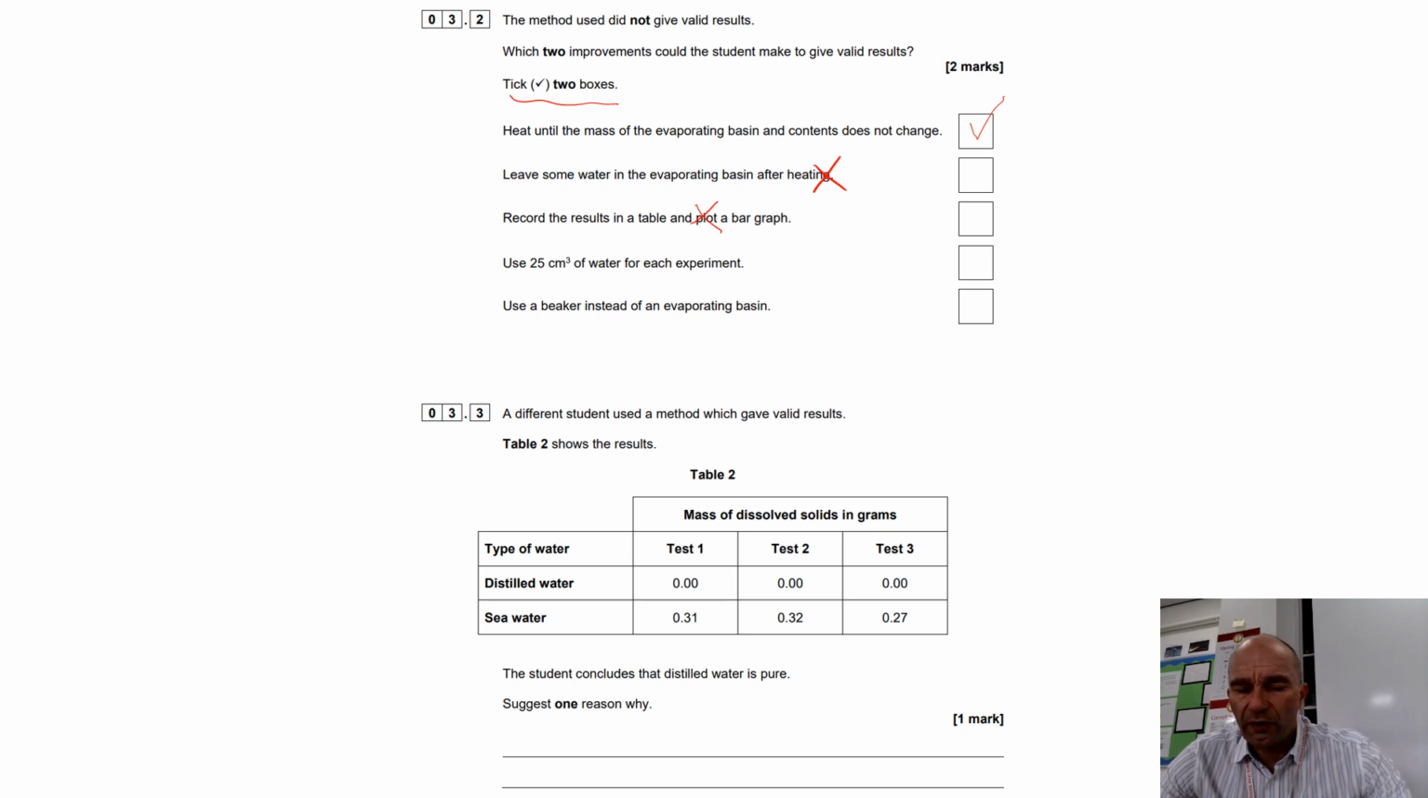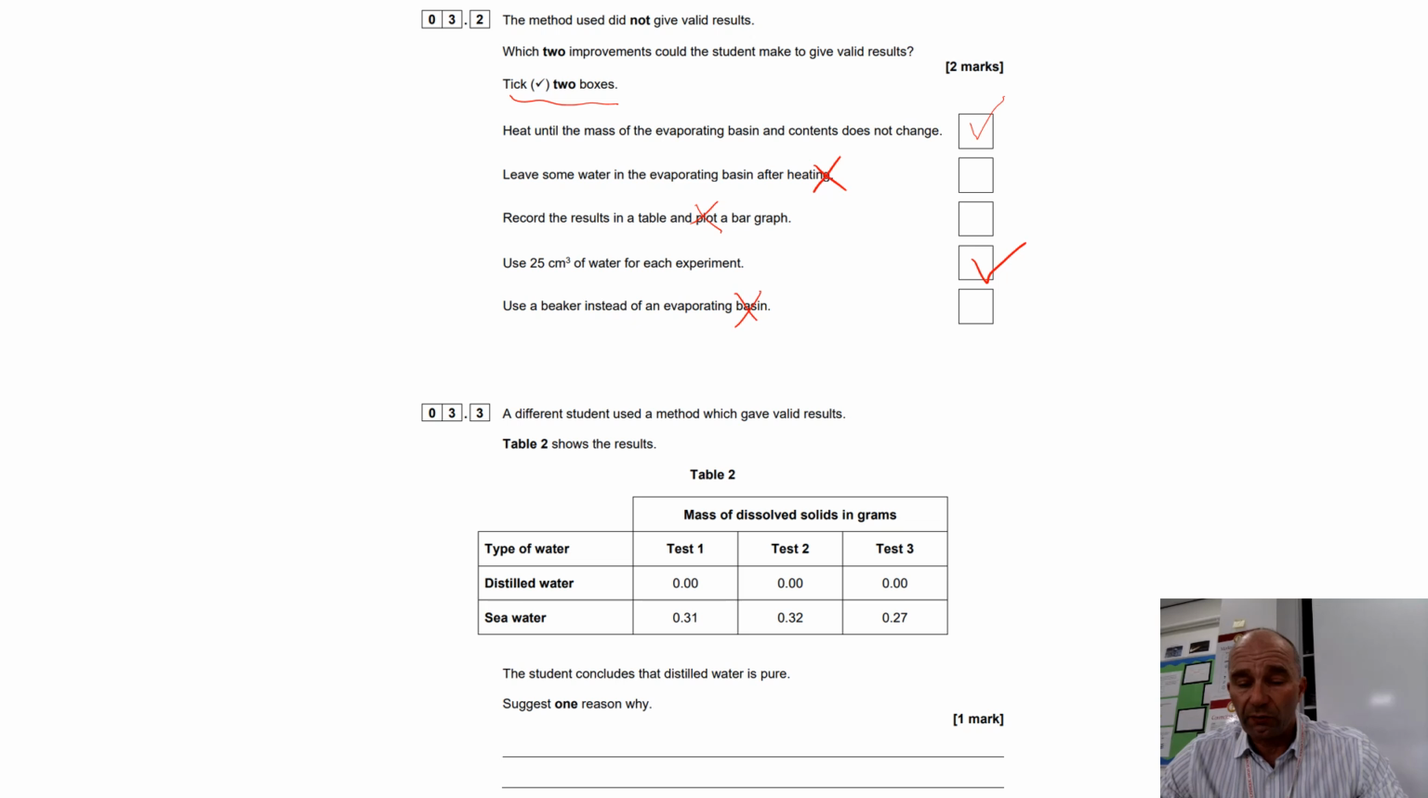Now, use 25 cubic centimeters of water for each experiment. That seems like a very good idea. It's good control variables. It allows us to compare the actual mass of dissolved solids if we're using the same volume of water. Use a beaker instead of an evaporating basin. That's a lot of rubbish as well, because that's not going to change the results at all. So we've only got 2 sensible suggestions there. Again, make sure you're ticking 2 boxes.